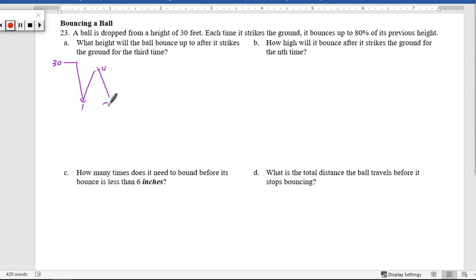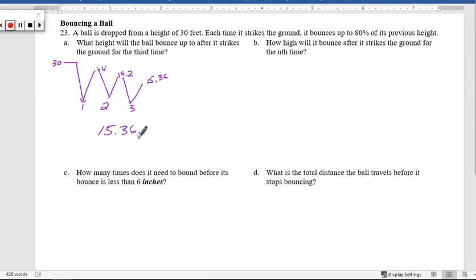It goes down for the second time. It goes up 80%, and now we're at 19.2. It goes down for a third time, it comes up 80%, and now we're at 15.36. I want to know what height the ball will bounce up to after it strikes the ground for the third time. So our answer is 15.36.